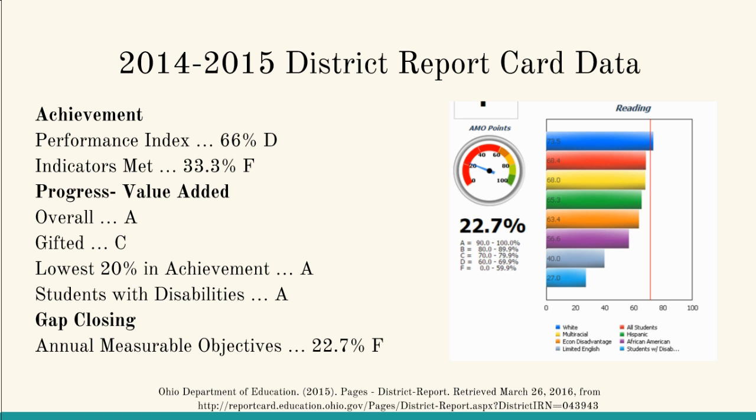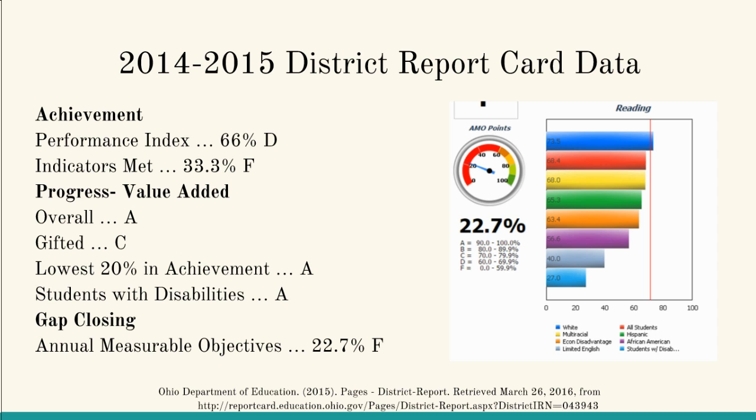When examining the 2014-2015 District Report Card data, there are several components. The first is achievement. Performance reflects the percent of students who pass state tests. In our district, 66% passed, giving us a D rating. Indicators met asks how well students did on state tests. In our district, we scored a 33.3% or an F rating.